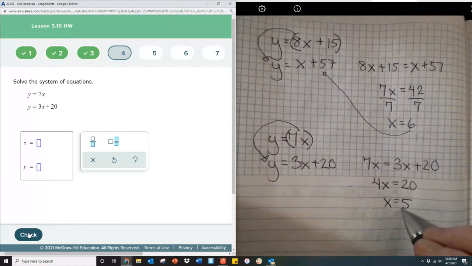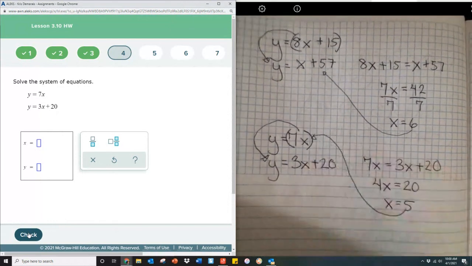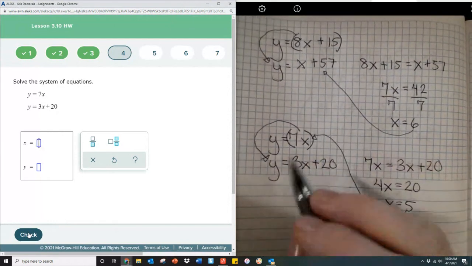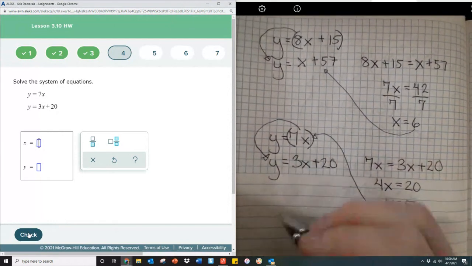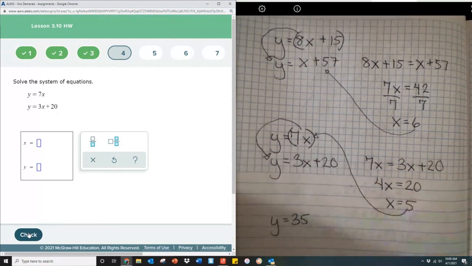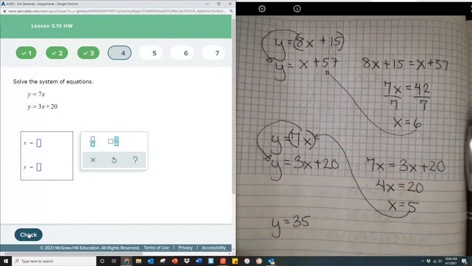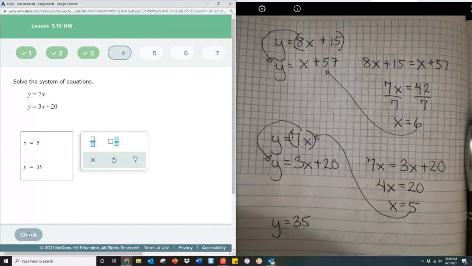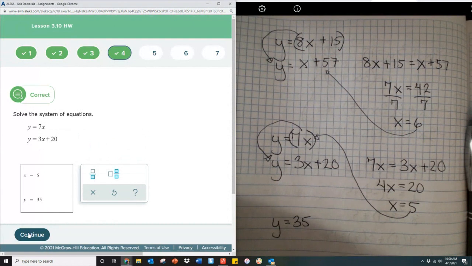Now that I have that, I come back into here and put in 5 for x. So 5 times 7 is 35. Now that I have y equals 35 and x equals 5, I'm going to come in here, put in 5, 35, and I'm checking my answer, and I have it complete.